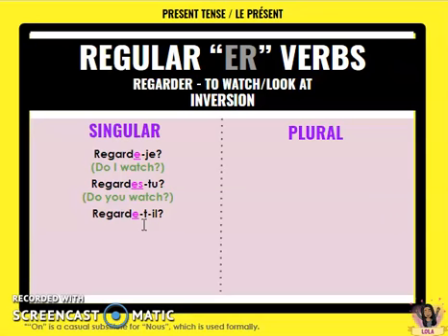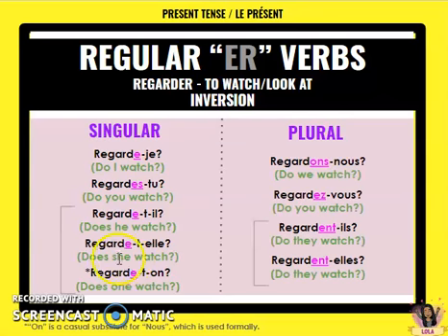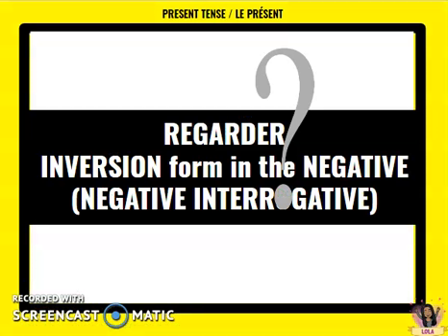And we will do the same for the next few. Does he watch? Regarde-t-elle? Does she watch? Regarde-t-on? Does one watch? Regardons-nous? Do we watch? Regardez-vous? Do you watch? Regarde-t-il? Do they watch? Regarde-t-elle? Do they watch? Now we're going to take a look at inversion form in the negative or negative interrogative.